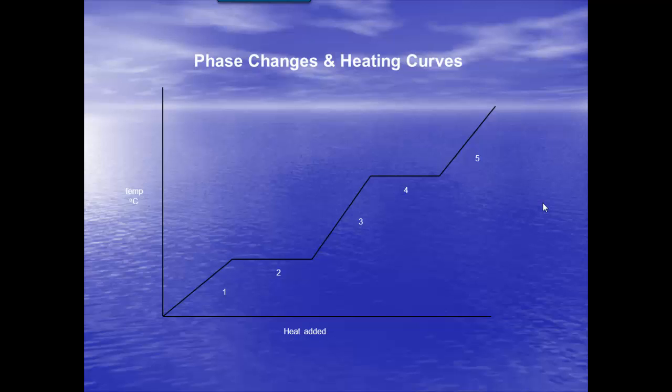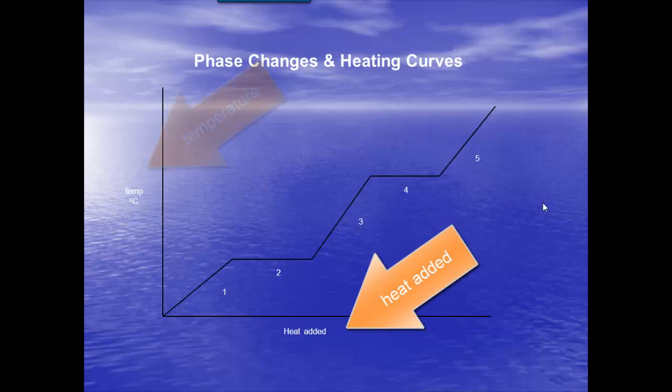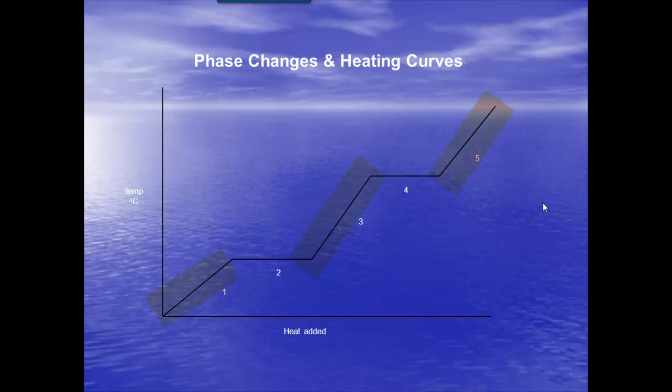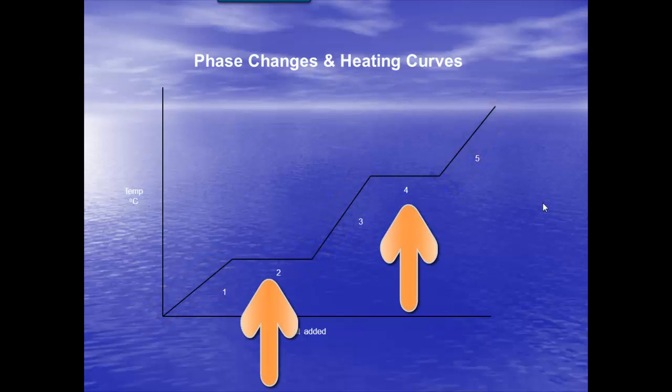Now here's a heating curve that shows phase changes. I want you to notice that on the x-axis is the amount of heat added, that's going to be measured in joules, and on the y-axis is the temperature. You can see there are 5 distinct segments to this graph. There are slanted segments where the temperature is going up, and there are flat segments where the temperature is staying the same. Let me show you what each one of the segments means.